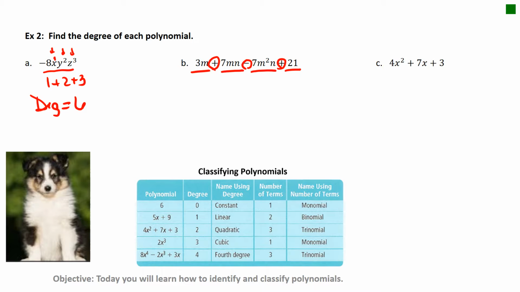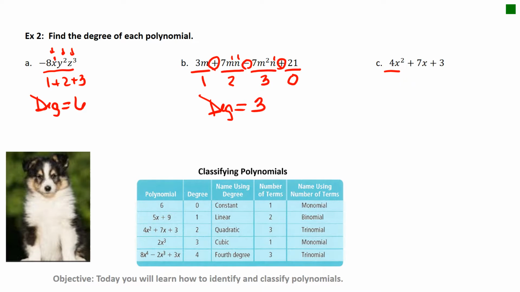So I got to find the degree of each one. There's only one variable here. There's 2 variables here, there's 3 variables here, and there's 0 here. So which is the biggest one? 3. That means that's what the degree is.